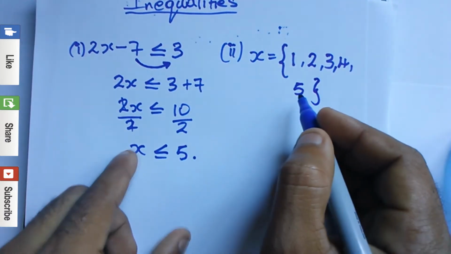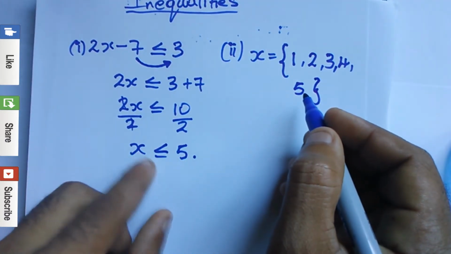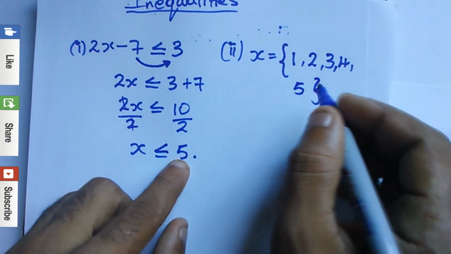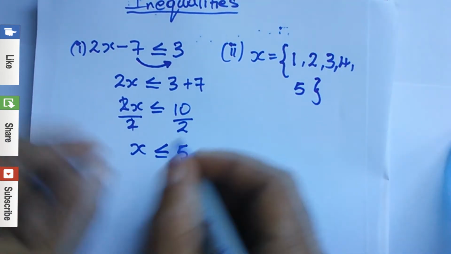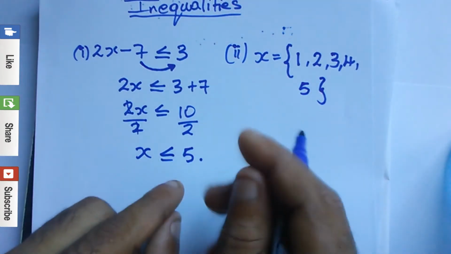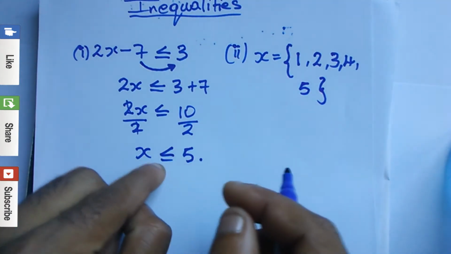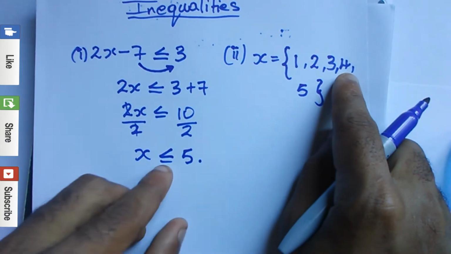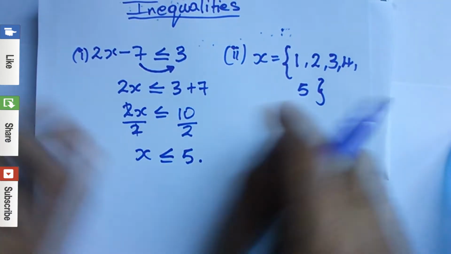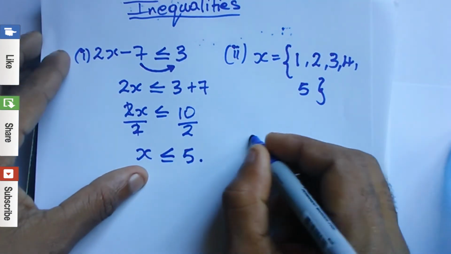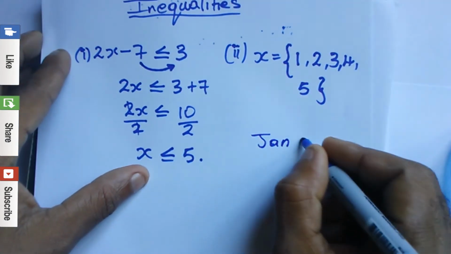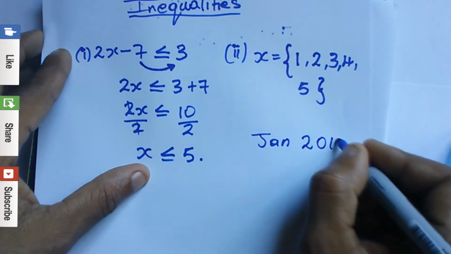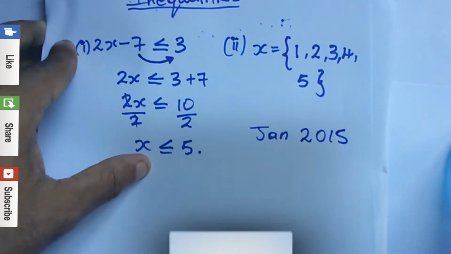Now 5, it's not less than 5, but 5 is what? 5 is equal to 5. So we would consider 5 to be in the possible values. If they only had the less than sign without the equal sign, the values would stop at 4. But because they have the equal sign, we'd have to include 5. So remember, this is the January 2015 past paper inequality question.